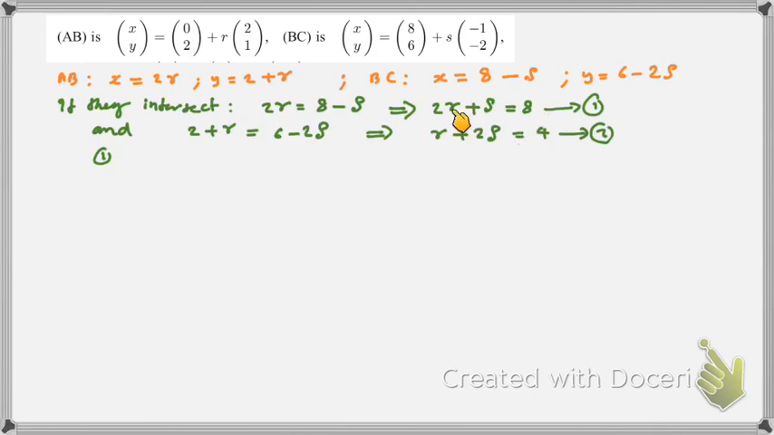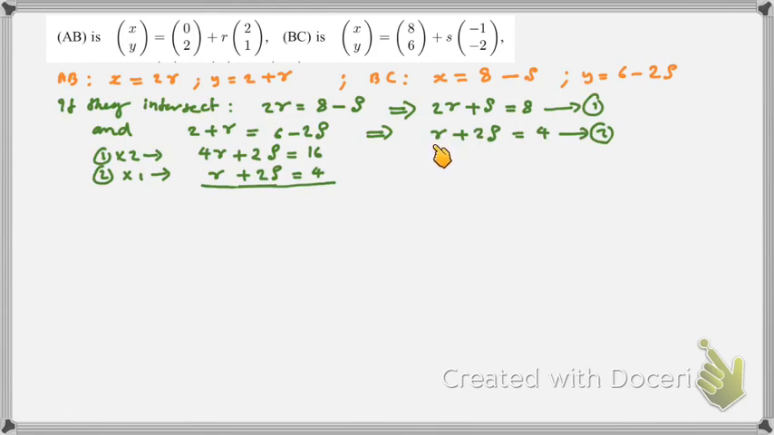So I have two linear equations here that I'm trying to solve. Try to make one of the coefficients the same. So what I'm going to do is multiply equation 1 by 2 and equation 2 by 1, so that my s terms will become the same. Equation number 1 multiplied by 2: 4r plus 2s is equal to 16. And the second equation, you keep as it is: r plus 2s is equal to 4.